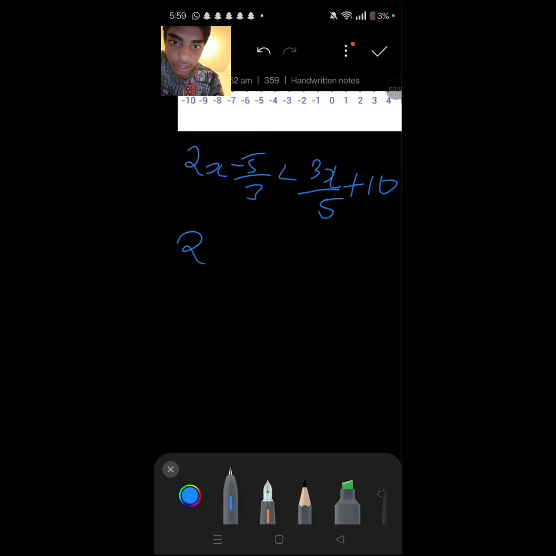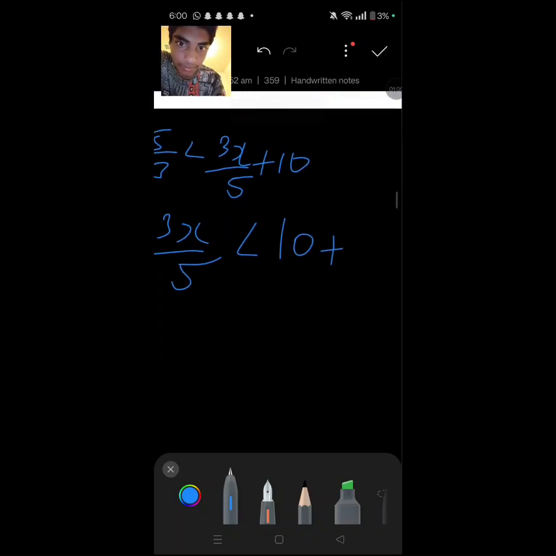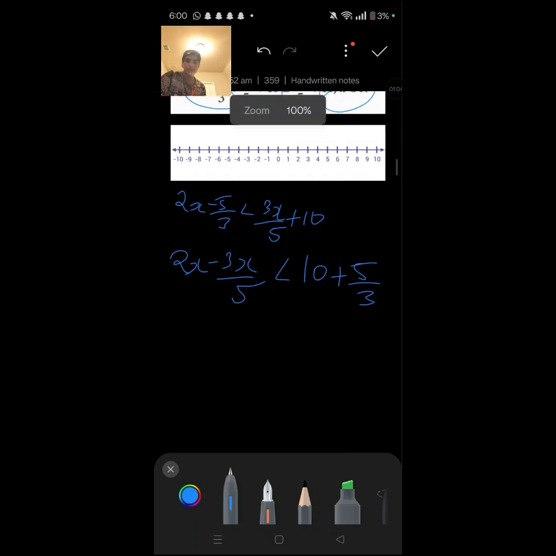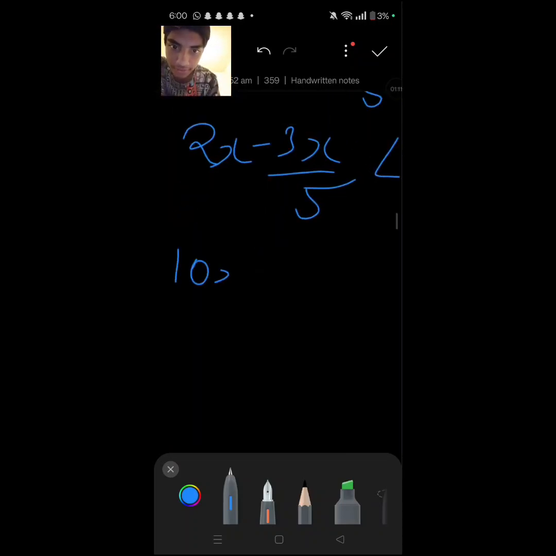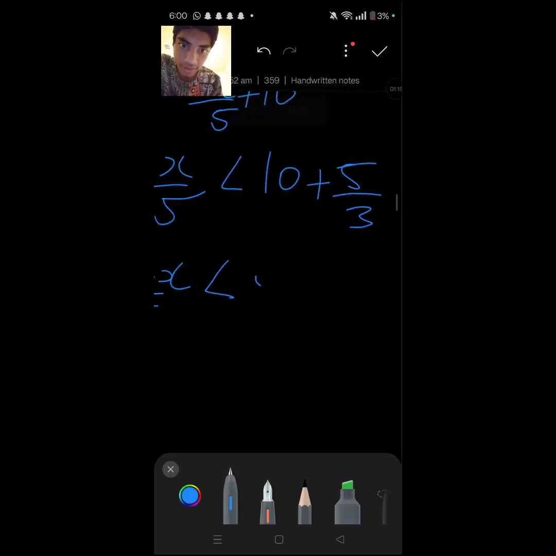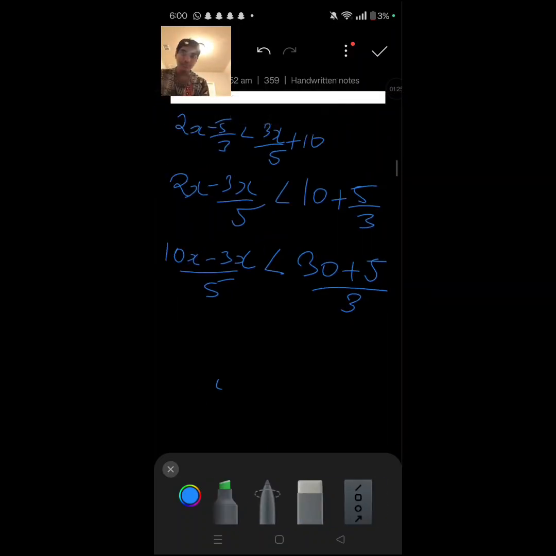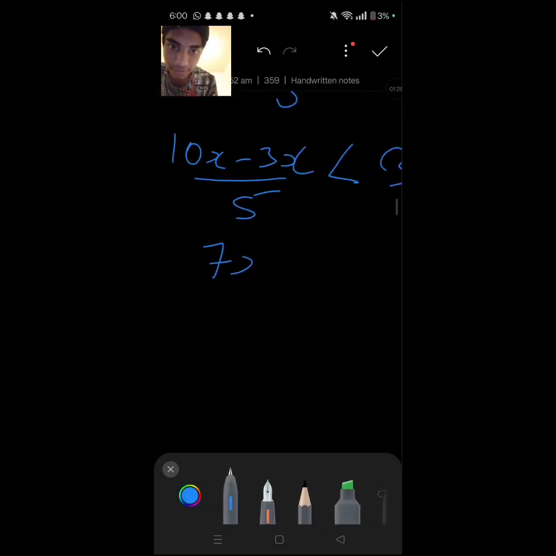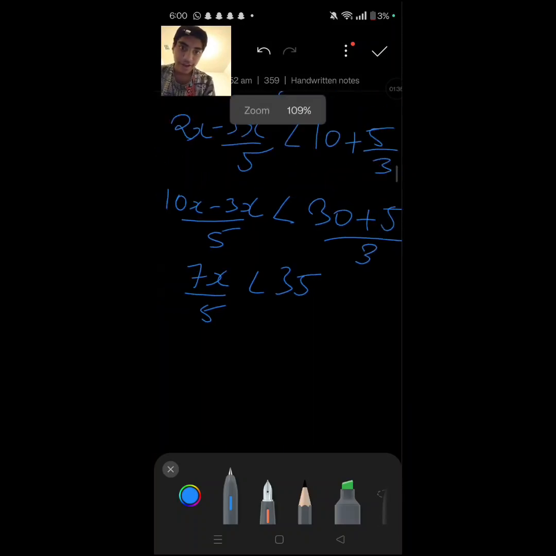So take all the x's to one side. 2x minus 3x by 5 is less than 10 plus 5 by 3. Alright, now what you can do is take LCM. 5 times 2x, that becomes 10x minus 3x by 5. This thing is less than 3 times 10 is 30, 30 plus 5, so 35 divided by 3. So over here we have 7x divided by 5 is less than 35 divided by 3.